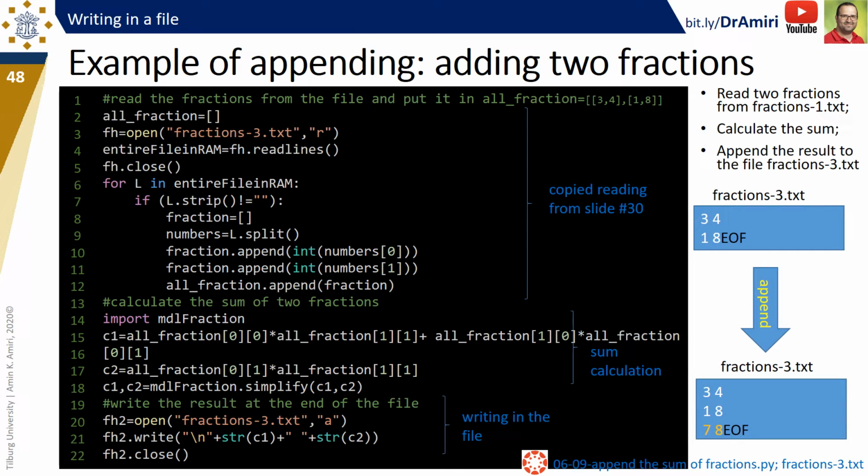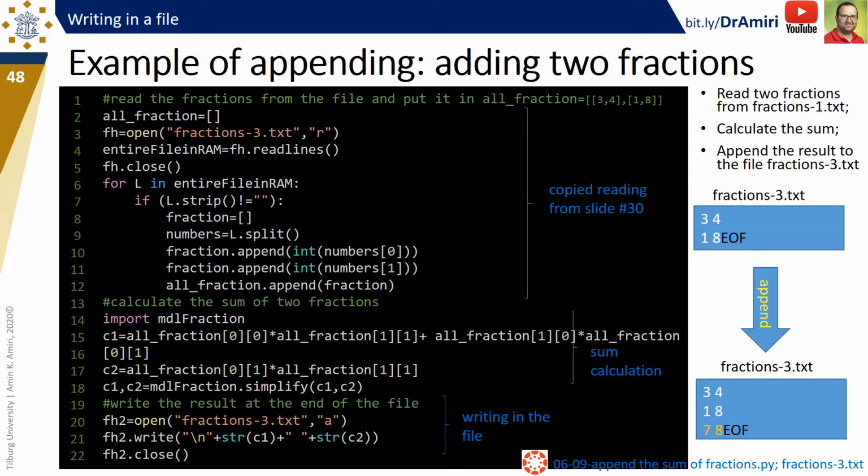After reading everything and putting it in all fractions, all fractions now has 3/4 as the first element and 1/8 as the second element. Afterwards, we need to calculate the sum. You can see how I did the calculation of adding the two fractions here. What is important is that the result of C1 and C2 is 7/8 in this case, which is the outcome of the addition of the two fractions.